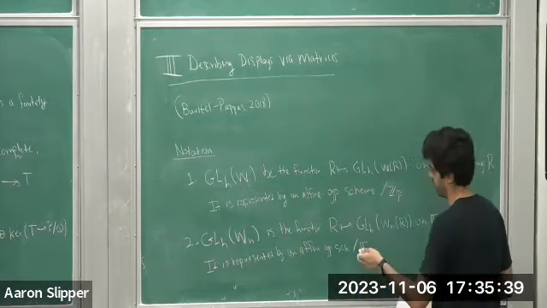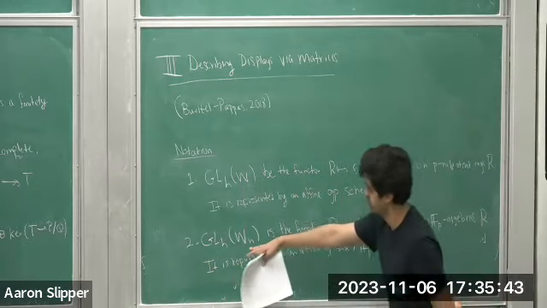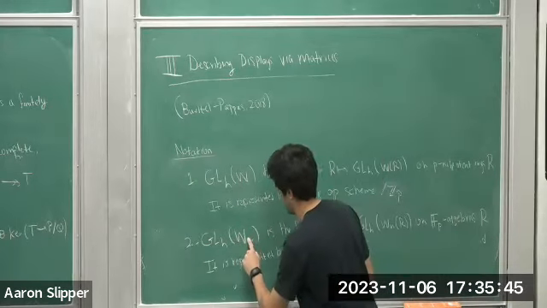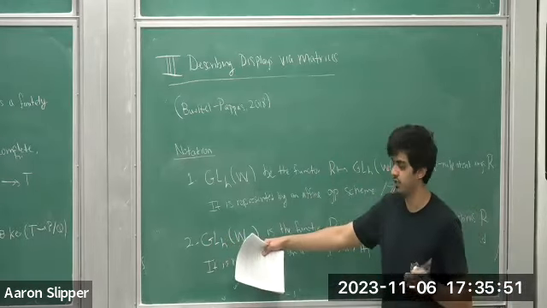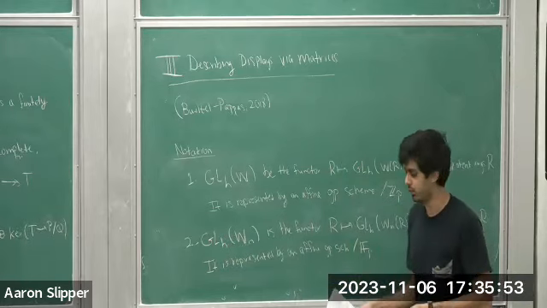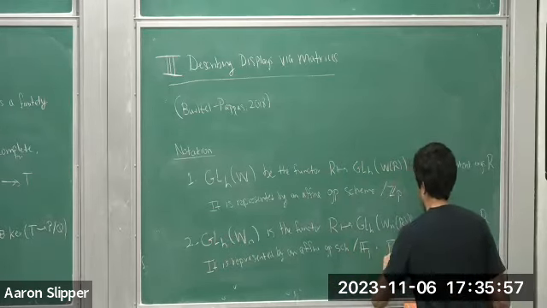And moreover, since GL_H is smooth, the truncation morphisms from GL_H(W_n) to GL_H(W_{n-1}) will be smooth. So, truncation.